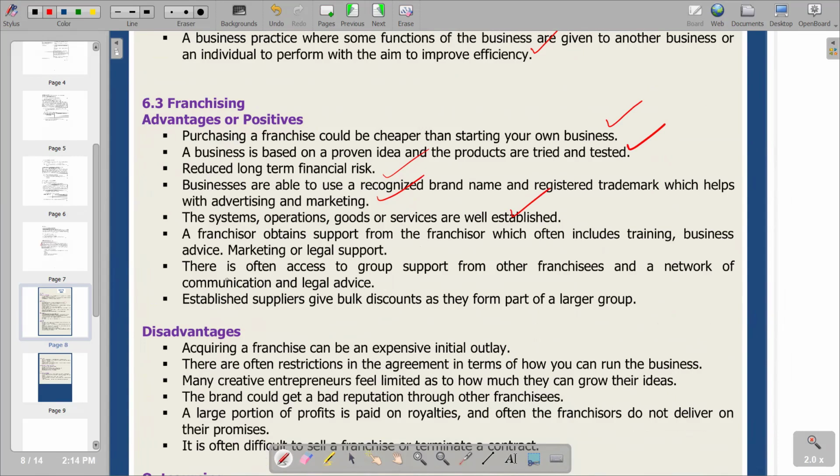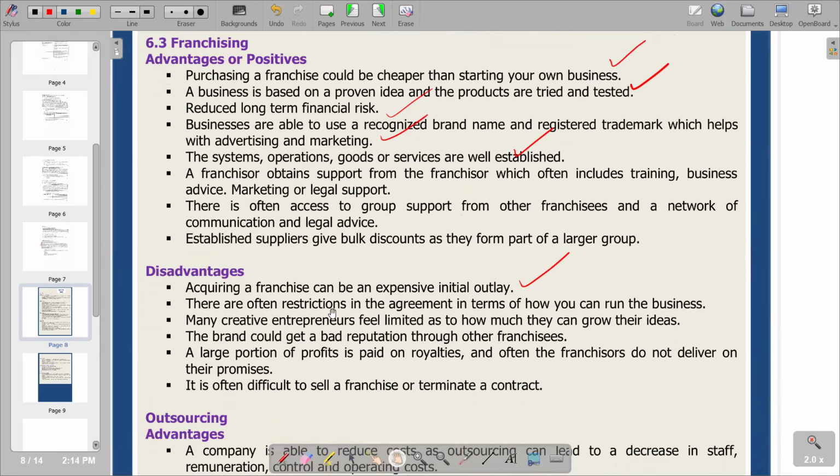Then moving on to disadvantages of franchising, acquiring a franchise can be an expensive initial outlay. So in some cases, it might be an expensive initial outlay depending on the nature of the franchise that you are taking. And there are often restrictions in the agreement in terms of how you can run the business. Obviously, you are using a business that belongs to another owner. So obviously, you are going to be given restrictions in terms of how to run it, which is going to be a negative on your part.